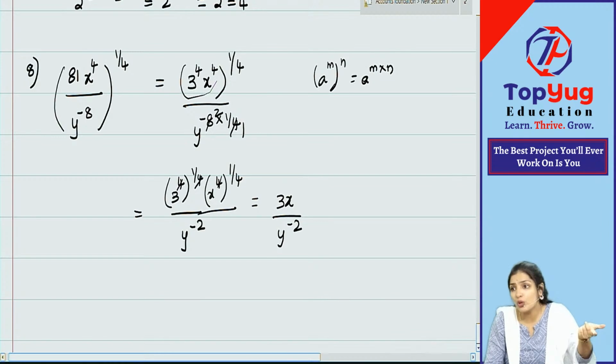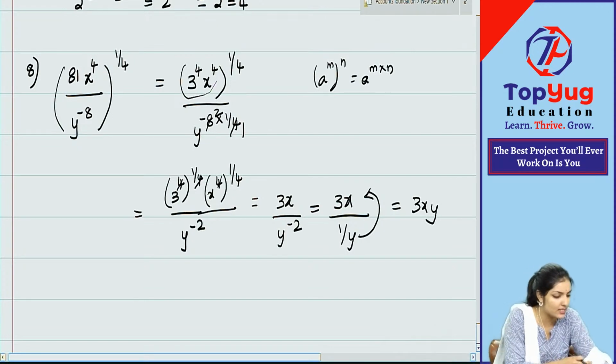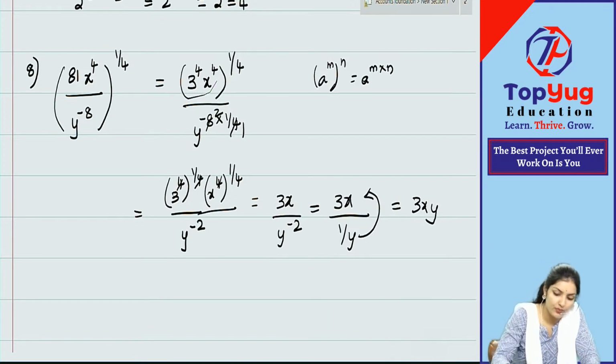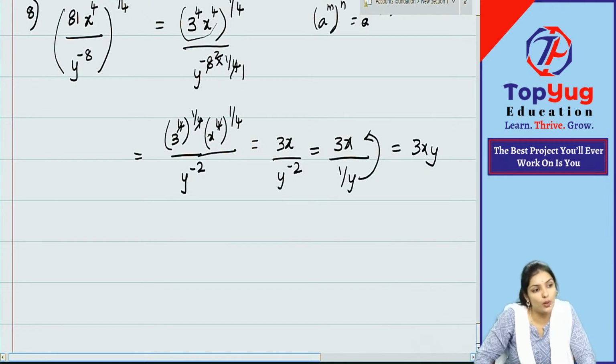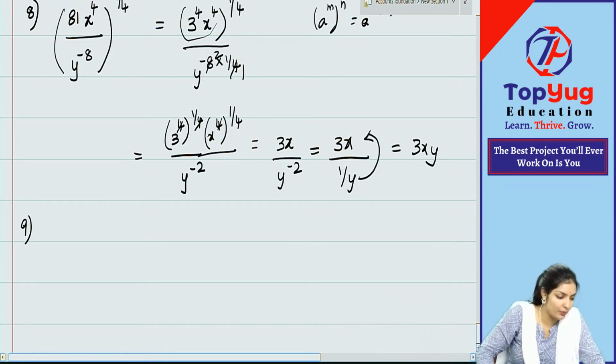Now can I write it as y to the power minus 2? I have to reciprocate it, right? So I can write it as 3x divided by 1 by y. Y goes to the numerator. So it is 3xy. Do we have the answer? Option is none of these. Answer is 3xy. Those who have not done, you can copy. Those who have done, you can proceed further and do the next problems. And just let me know once you have copied.